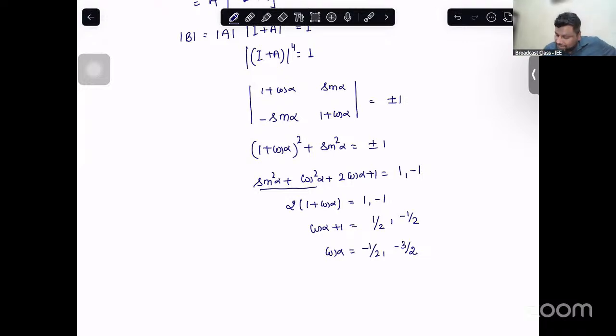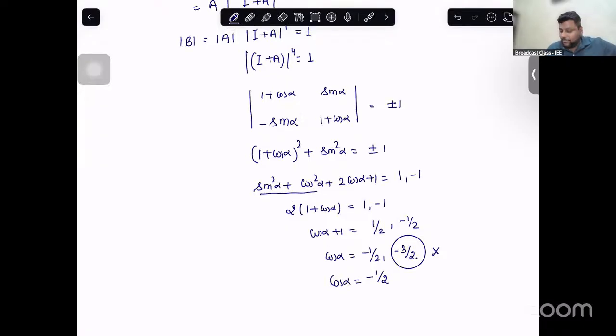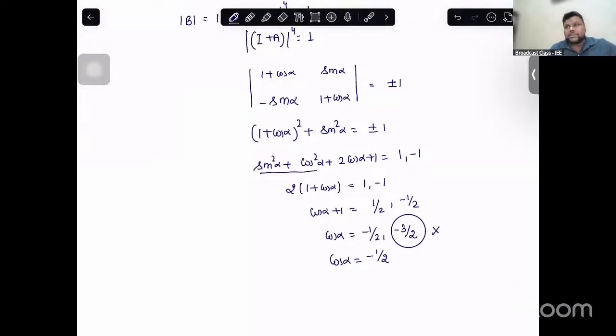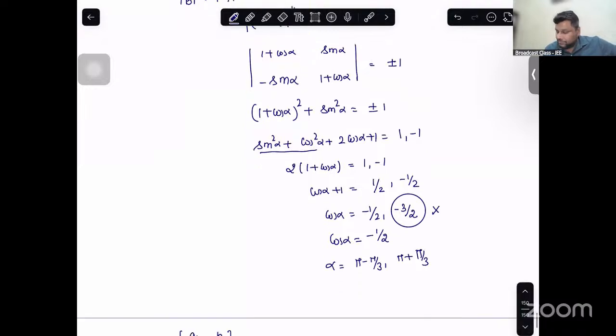Now, cos alpha can never be minus 3 by 2. That means cos alpha is minus 1 by 2. So, how many ways cos alpha gets minus 1 by 2? There are two values. One is first, second quadrant and third quadrant. So, alpha is going to be pi minus pi by 3 or pi plus pi by 3. So, your answers are 2 pi by 3 and 4 pi by 3. This is your answer. Am I clear?